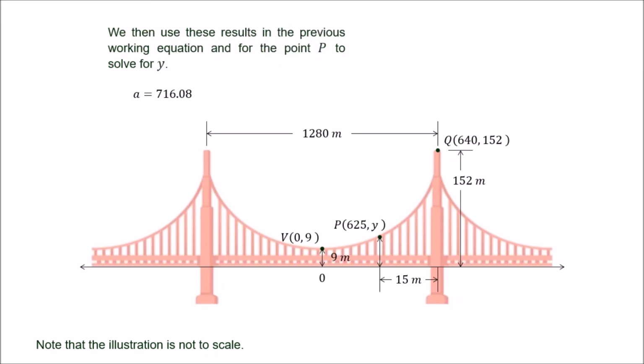After which we then use these results in the previous working equation for the point P to solve for y. Then we have 625 squared equals 4 times the computed a, 716.08, times (y minus 9). Solving for y, we have y is about 145.38 meters, which means our point P would be 145.38 meters above the bridge.